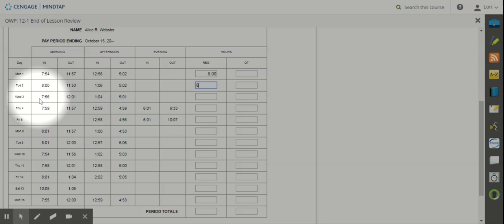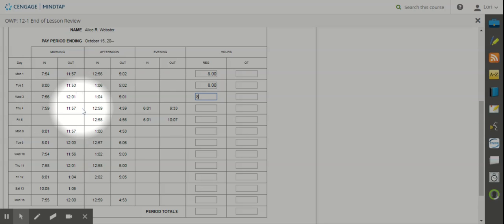Now we're going to do the next one, which is from 7:56 to 12:01. So 7:56 is going to round to 8. 12:01 rounds to 12. So 8 to 12, we've been discussing that several times. That's 4 hours. 1 to 5, that's 1:04 rounds to 1, and 5:01 rounds to 5. So 4 hours there. So 4 plus 4 is 8.